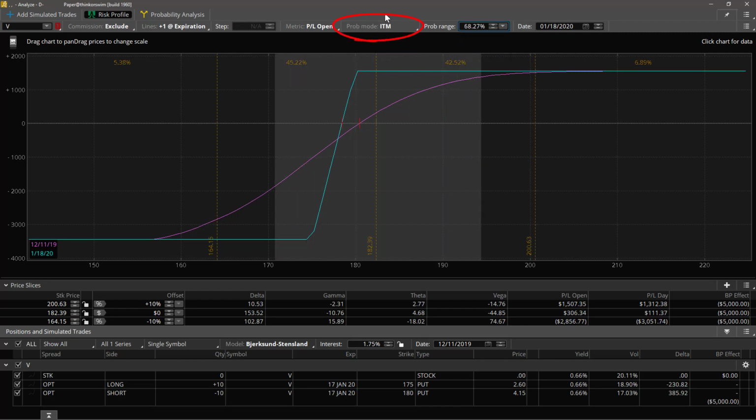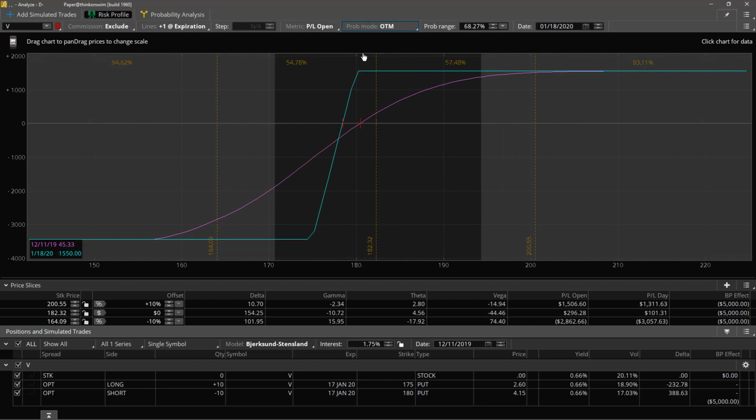Now this control right here, the probability mode, it's currently set to ITM. I believe that means in the money. It's kind of a strange way to describe what this is actually referring to. But if we set it to OTM, out of the money, then these percentages change to reflect the odds that the price will be outside this range, or outside this range, or outside this range.